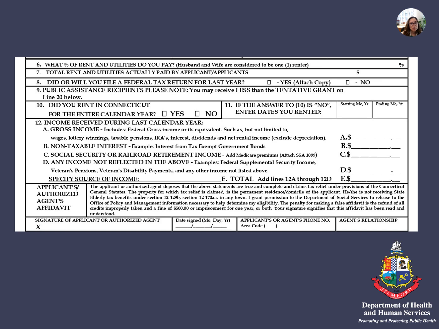Step 7, total rent and utilities paid. Enter the total amount you have actually paid for rent and utilities. This should be the amount you are responsible for, not including any assistance from other programs such as Section 8 or Senior Housing Subsidy.